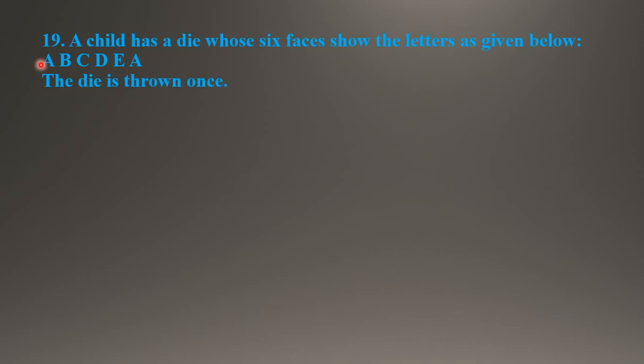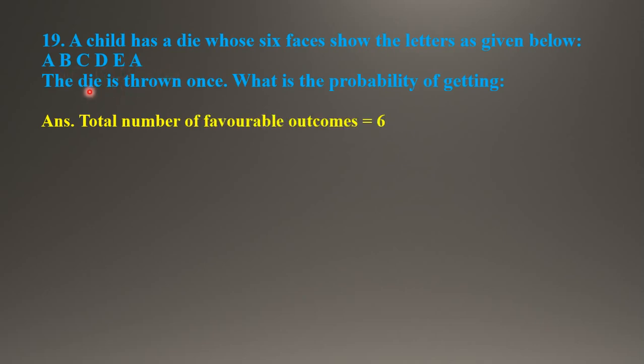Now come to question number 19. A child has a die whose 6 faces show the letters given below: A, B, C, D, E, A. That means this time there is no numbering, only the letters A, B, C, D. The 6 faces represent these alphabets. The die is thrown once.